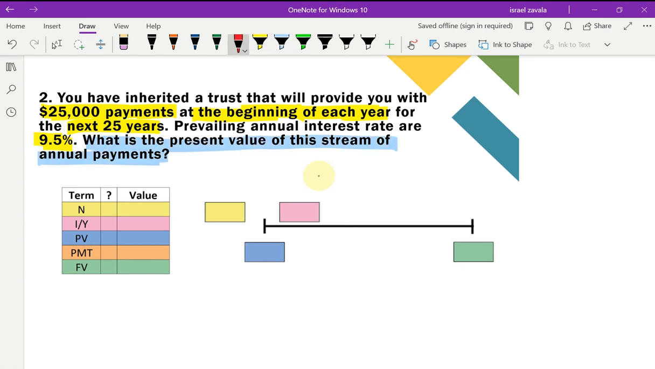So at this point, I hope it starts to become more natural, right? So number of years, 25 years. Interest rate, 9.5%. Present value, right? What is the present value? That's what we're looking for. And then future value is 0. So where's my stream of payments? I'm receiving 25,000, right, for 25 years.